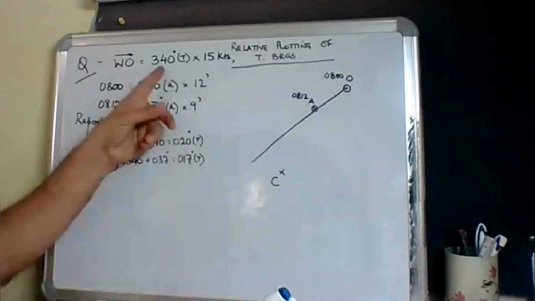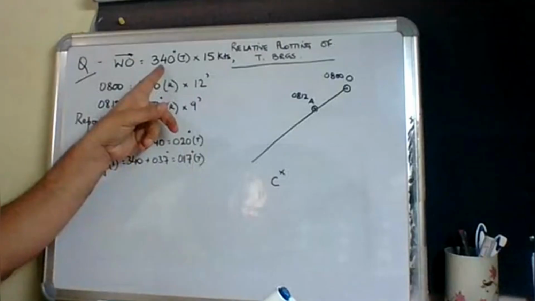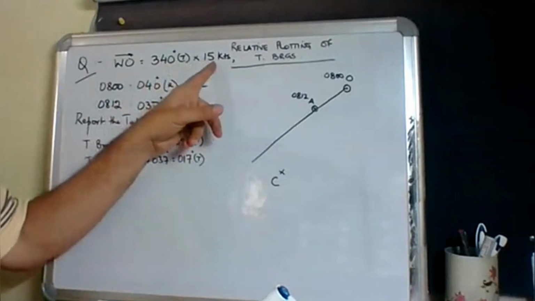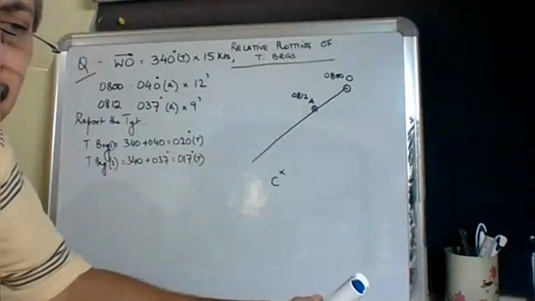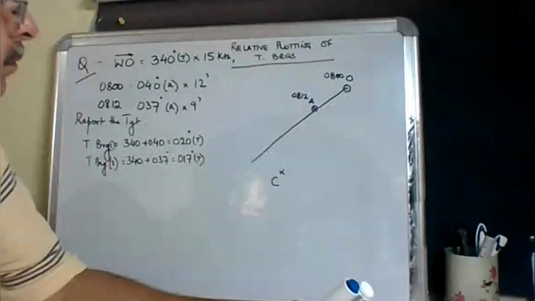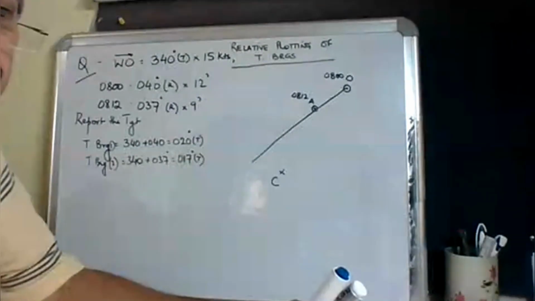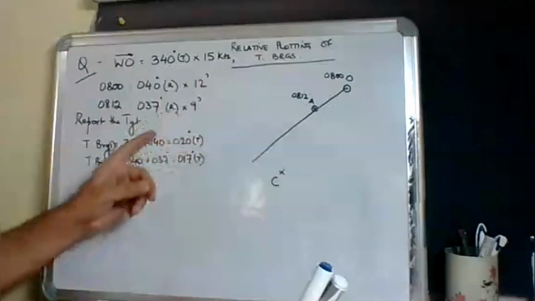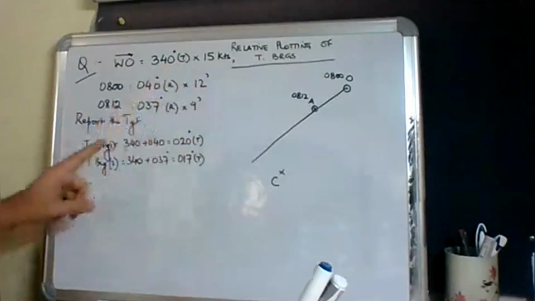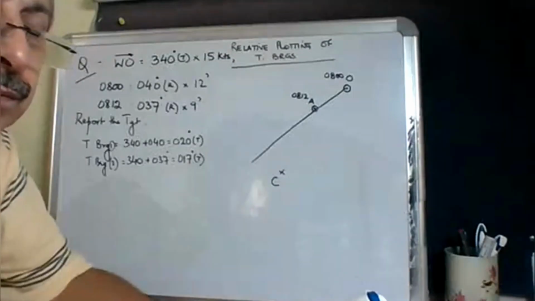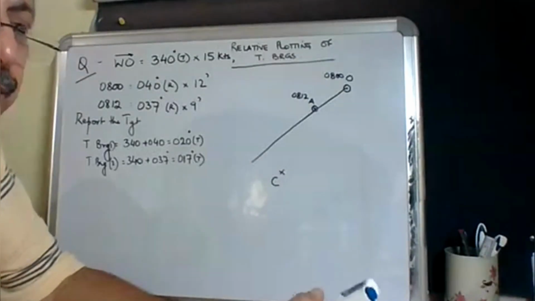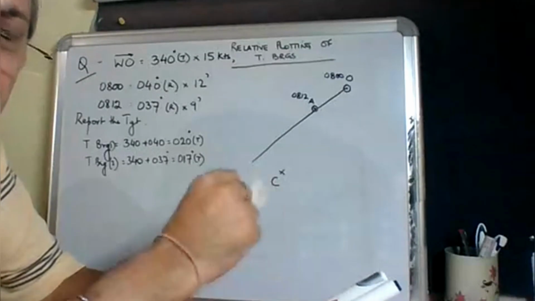Now, your own ship is doing 340 and she's doing 15 knots. On the right side, you will find a speed, time, distance table. Go into that table, look at 15 knots, look at an interval of 12 minutes, and find out the distance. 3 miles. Sir, 3 miles.